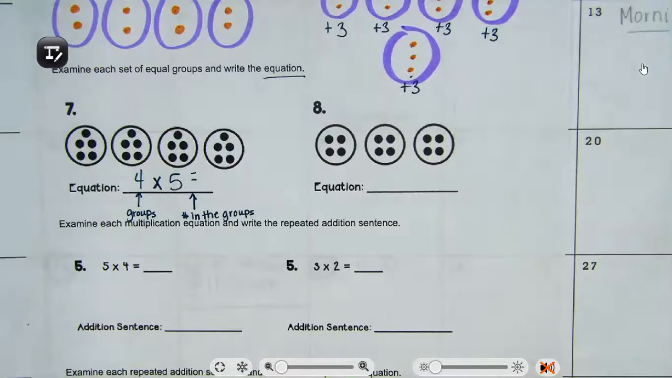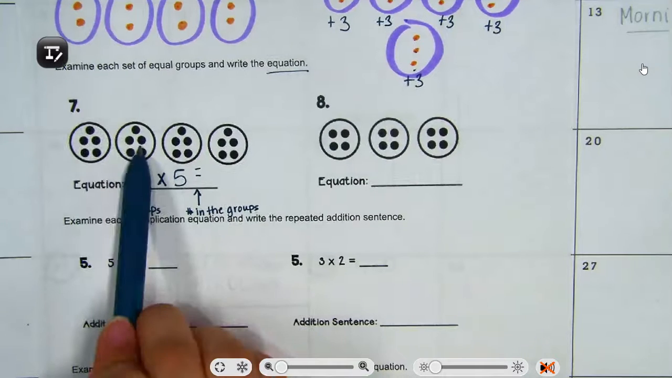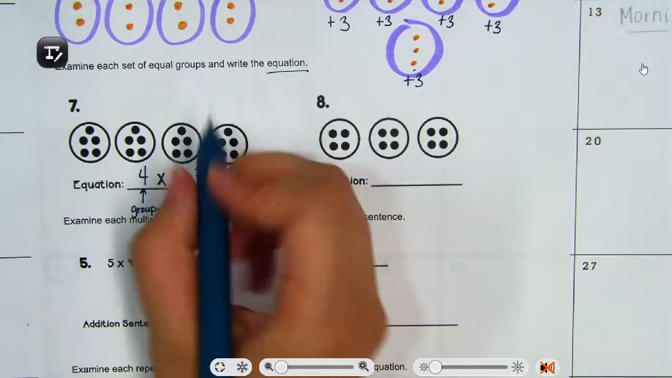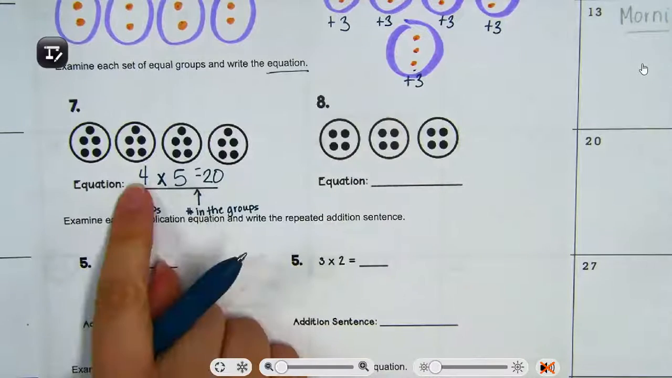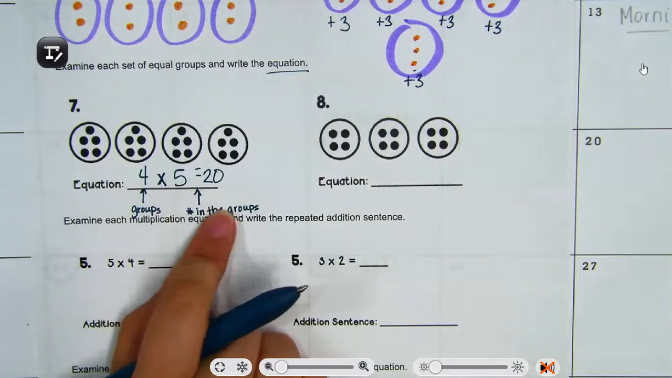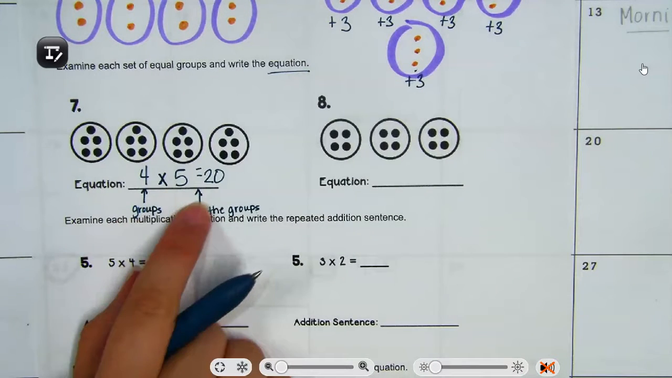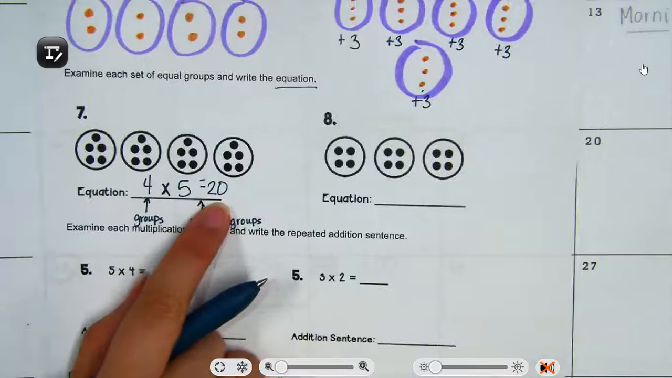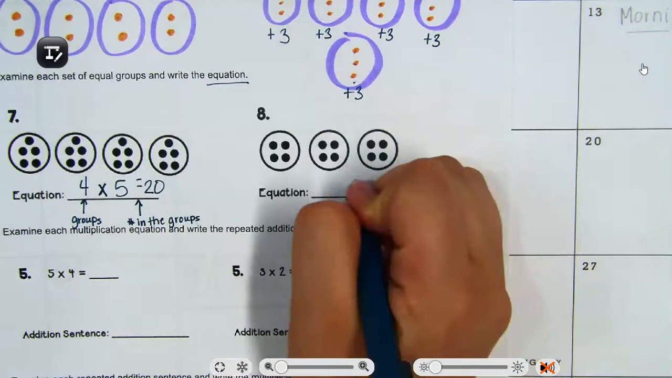Okay, so I can actually count by 5s. 5, 10, 15, 20. So that would be 4 times 5 equals 20. So 4 groups of 5 is 20. Okay, so let's look at the next one.